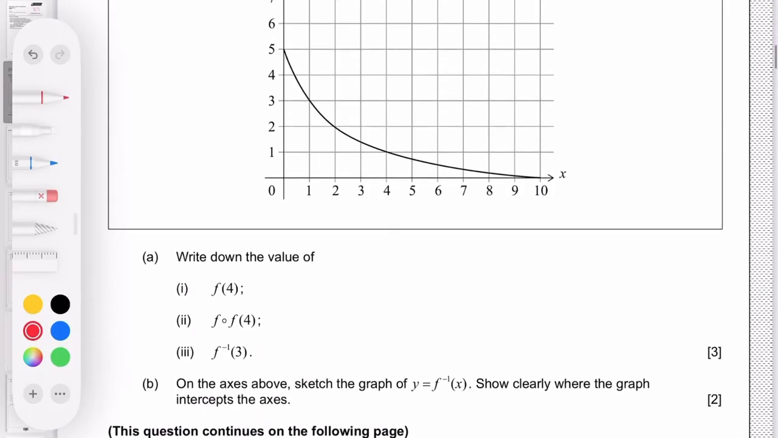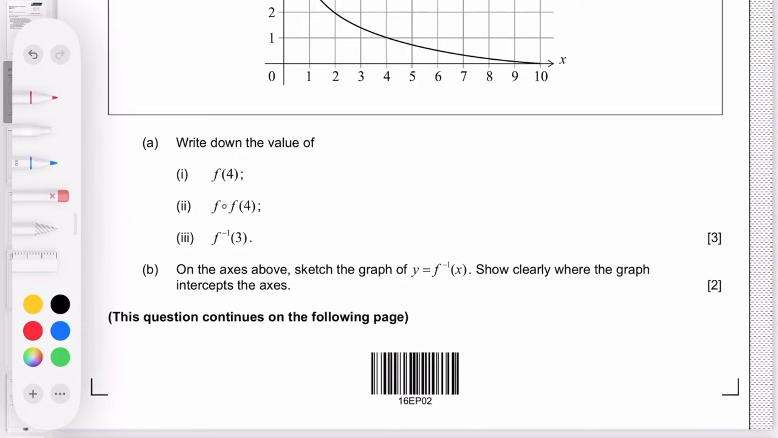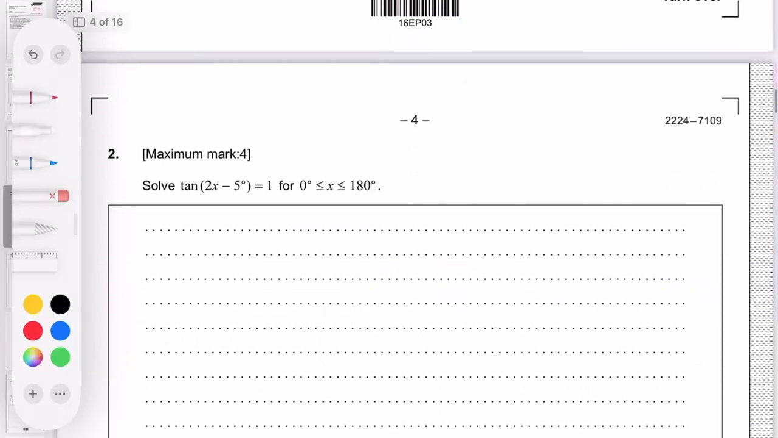So first is you just look at the graph. So f(4) is when x is 4, the value of y. And then f(f(4)) means f of that value. And then inverse is the other way around. So inverse 3 means you look at when y is 3, what is the value of x? And then you draw the graph of the inverse, which is done by reflecting along the line y equal to x, right? So that's pretty straightforward.